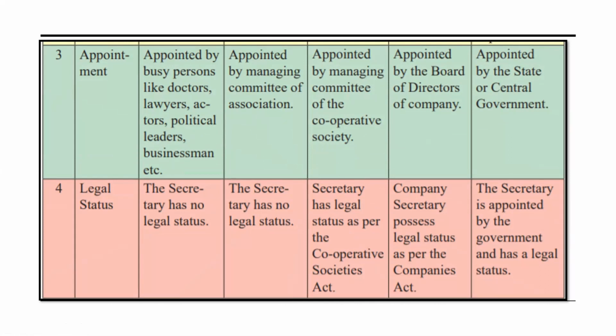What about cooperative society? It is also appointed by the managing committee of the cooperative society. What about joint stock company? It is appointed by the board of directors of the company. What about government department? It is appointed by the state or central government. So are you clear with the third point, appointment? All right. Coming to the next, legal status.